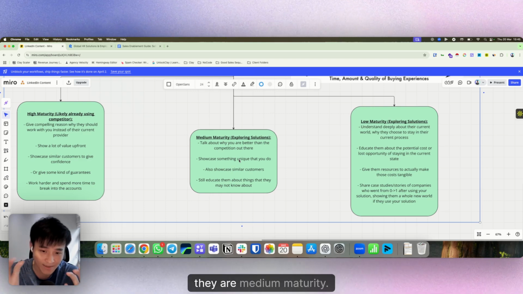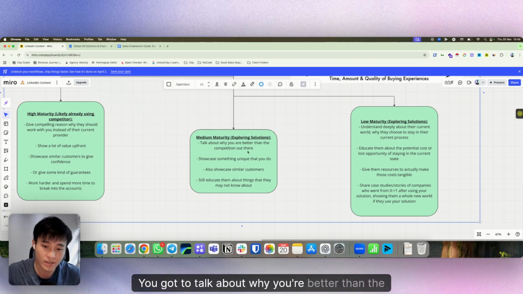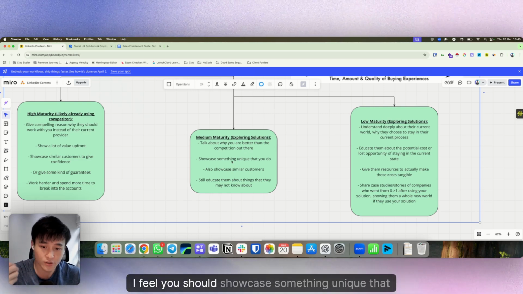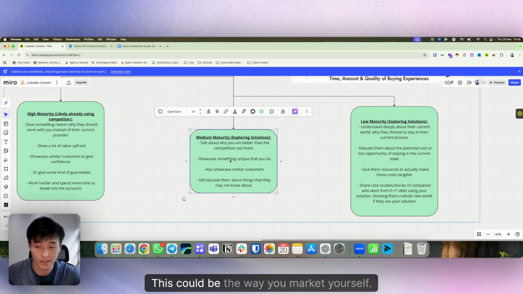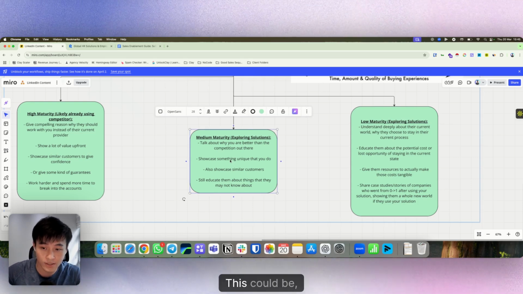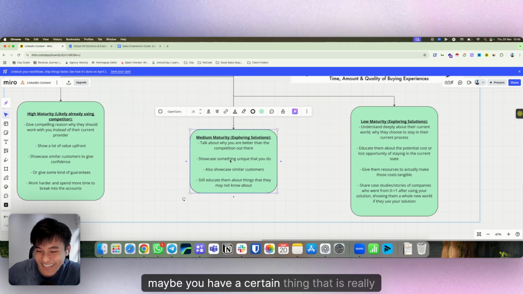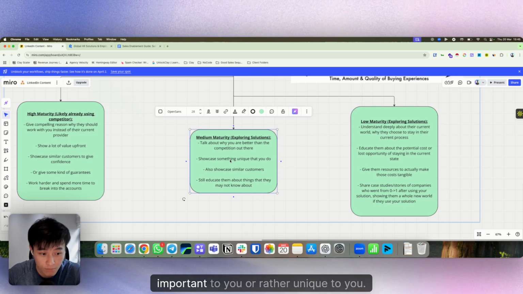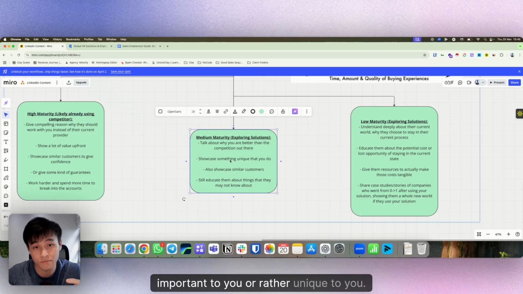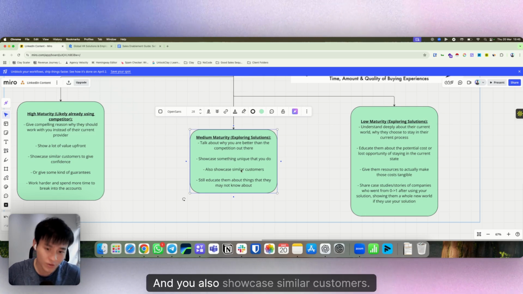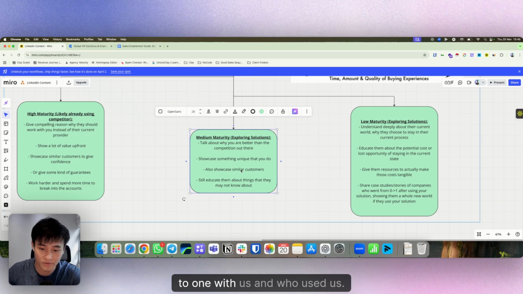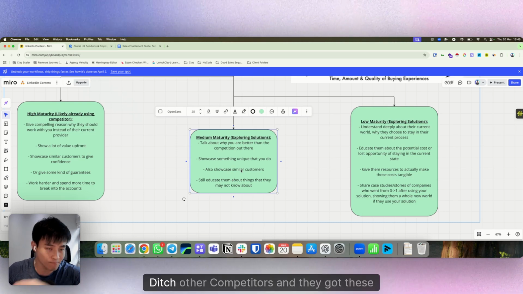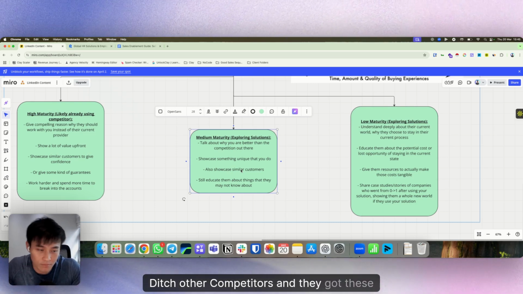Now, in this case, they are medium maturity. You've got to talk about why you're better than the competition out there. I feel you should showcase something unique that you do that other people don't do. This could be the way you market yourself, or maybe a certain thing that is really important or rather unique to you. And you also showcase similar customers, right? Say, hey, we have customers just like you who went from 0 to 1 with us, ditched other competitors, and they got these results.